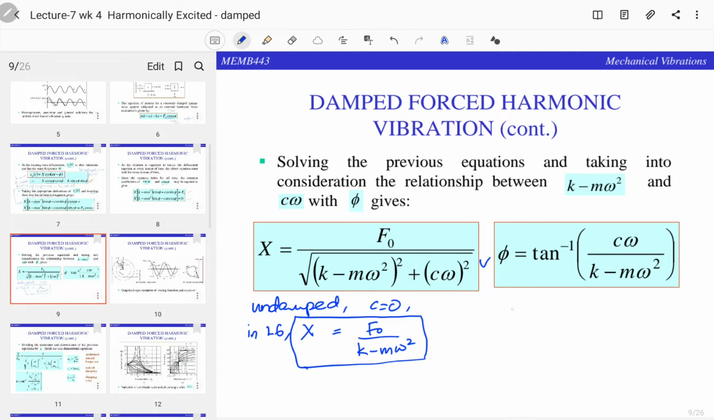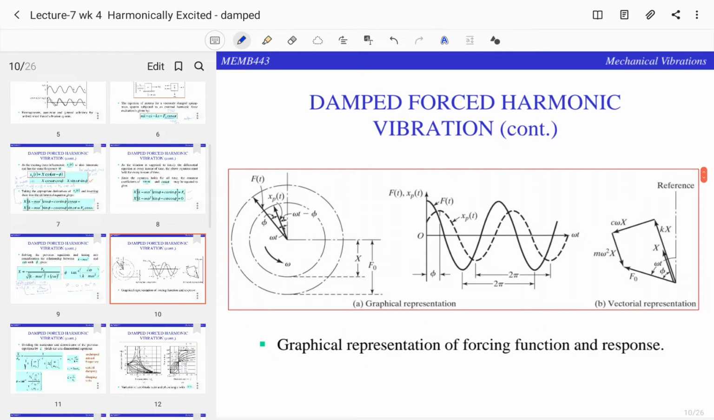Quite similarly, as I said earlier, for undamped your phi is going to be 0 because of the tangent inverse of c becoming 0. Tangent inverse of 0 is equal to 0. So this is true for the undamped condition. For damped, these are the two equations you need to use. So let us take a look at the figures.